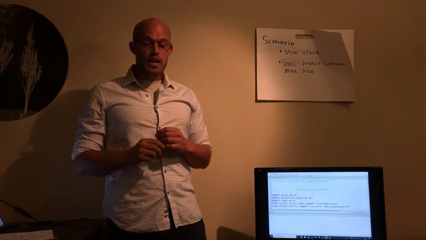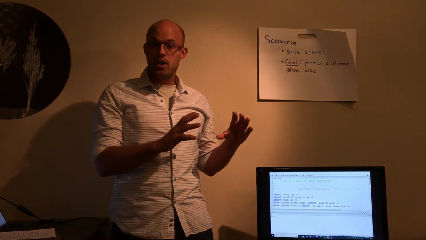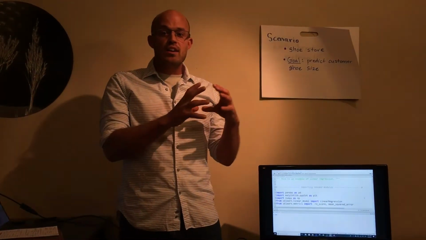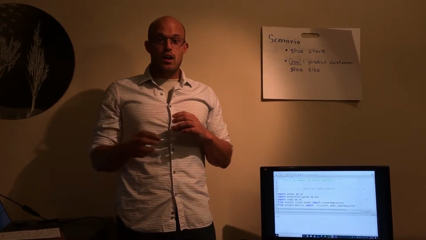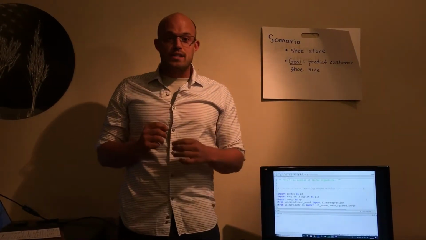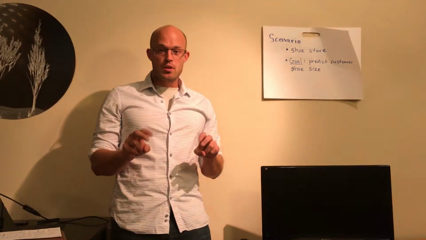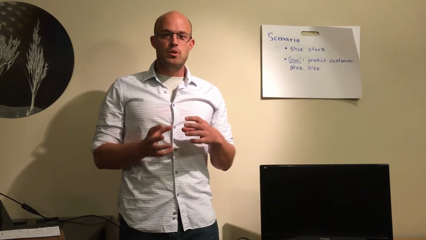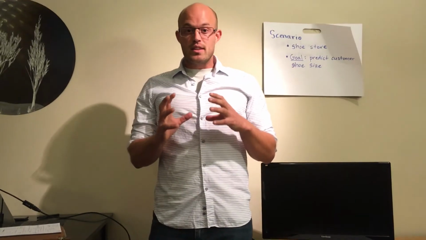However, what if we had additional data? What if we also, in our CRM system, a customer relationship management system, had other information such as their age, their ethnicity, their weight? This could possibly be used as independent variables to predict our dependent variable, their shoe size. So let's get into Python and look at this.